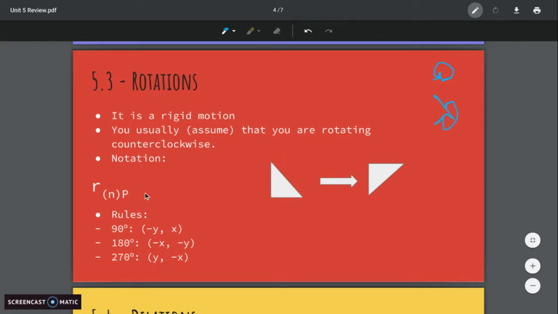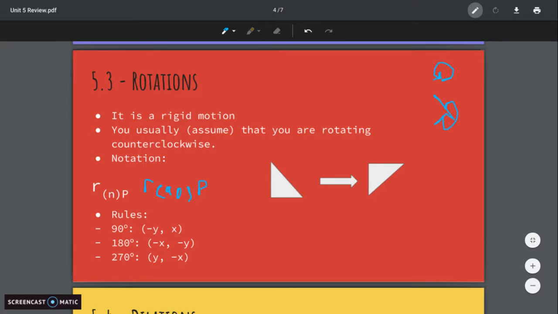The notation is just R, that's lowercase, N. N is going to be the number by which you rotate it. So it's usually going to be 90, 180, or 270. At least that's all I had to know. Point is what point you are doing it by. So X, Y, or just P. I'm just going to put P. I always forget the Control Z does not work on this. I usually try to do that if I'm trying to delete something I did.